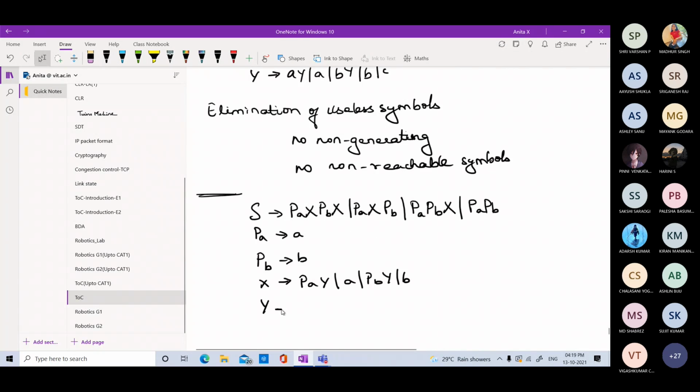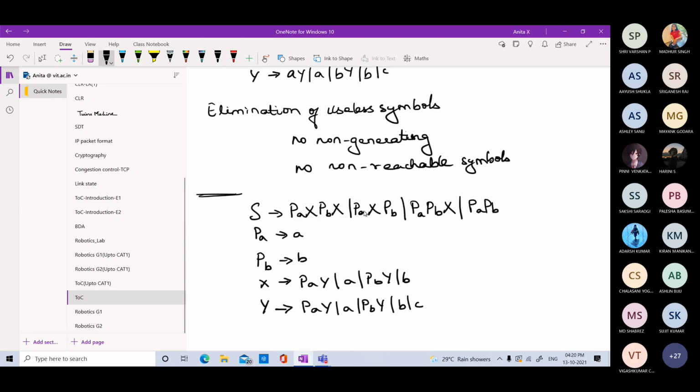And then Y derives PAY, PBY, or B or C. Yes. So here, this is the first level of conversion. Next, still the productions are not in Chomsky normal form.